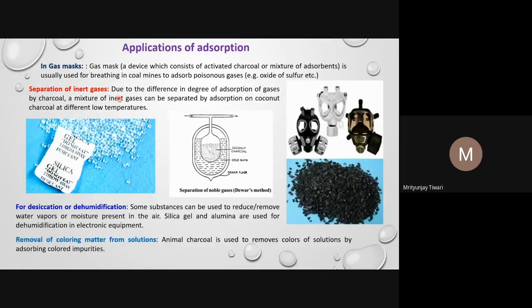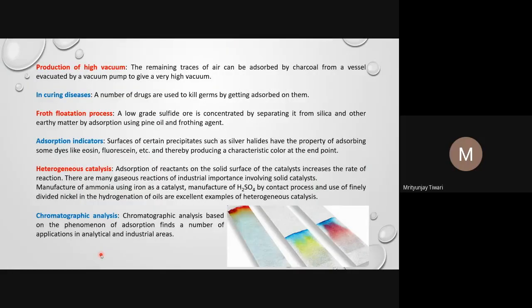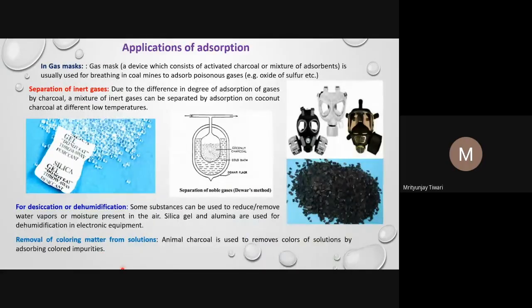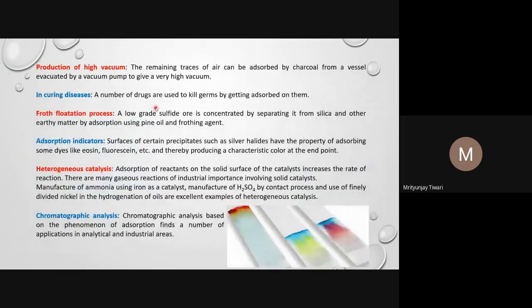the separation of inert gases, and desiccation or dehumidification, which is the adsorption and removal of water vapor from a particular pot or vessel. So this is desiccation or dehumidification. Then the removal of coloring matter from the solution. The example we have seen is the use of animal charcoal to remove colors from sugar solutions.